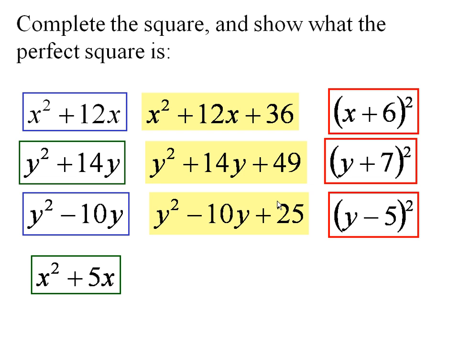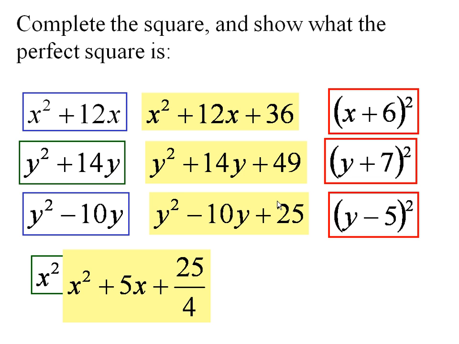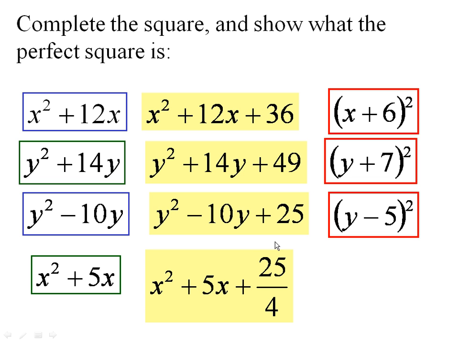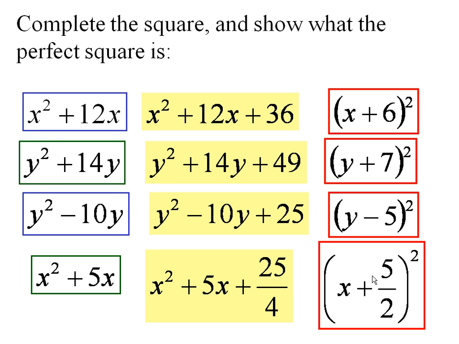Oh, stinking decimals. I hate fractions. Half of 5 is 2.5, or 5 over 2. You square 5, you get 25 on top. Square 2, 4. Then in the parentheses is x plus 5 over 2, all squared. Half of 12, half of 14, half of negative 10, half of 5. That's the key.